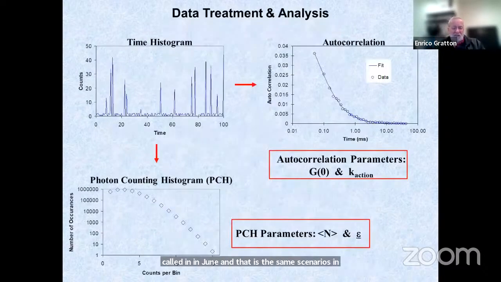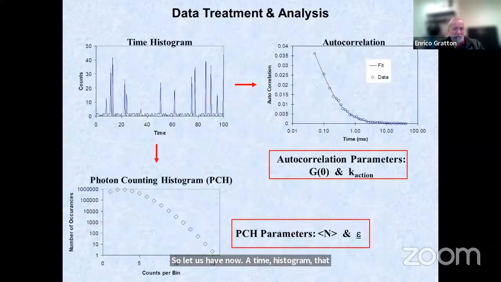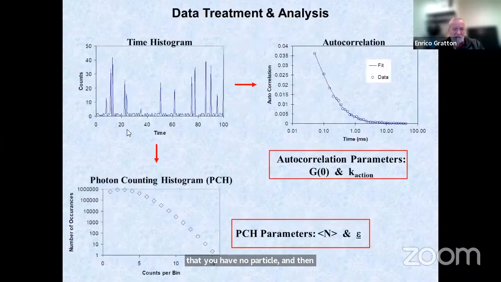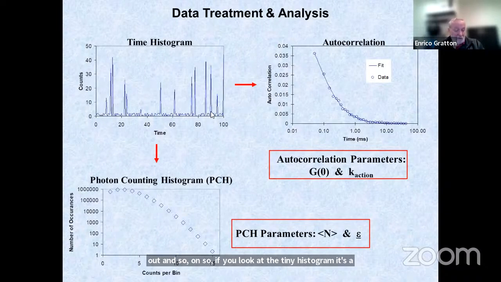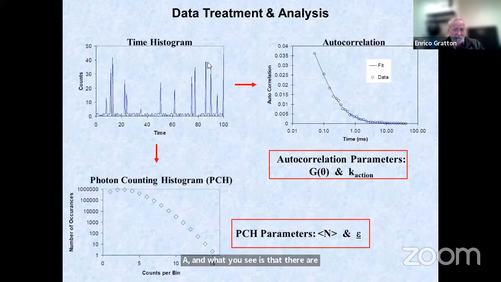Okay, so let us have now a time histogram that I did with my instrument. The time histogram shows that you have no particle, and then suddenly one particle gets in, and then another particle gets out, and so on. So if you look at the time histogram, it's a very strange time histogram. It's not Gaussian at all. What you see is that there are peaks once in a while. And for example, there are several peaks which are 40, 50 counts.